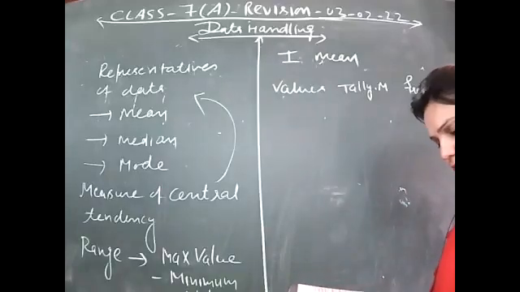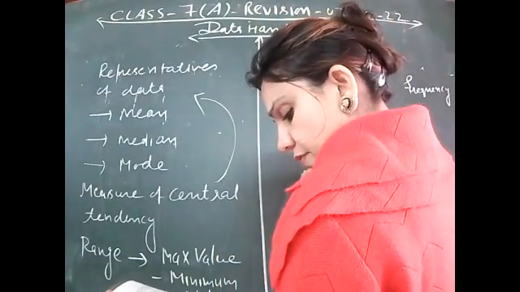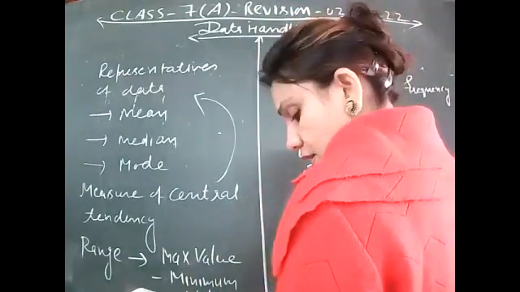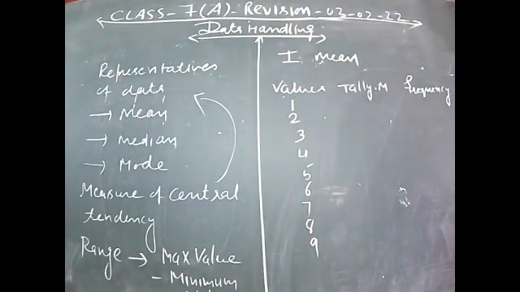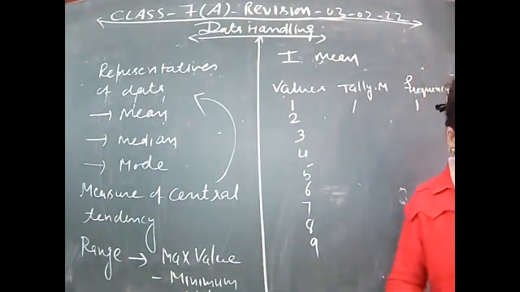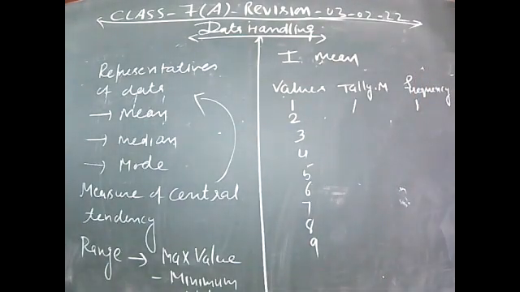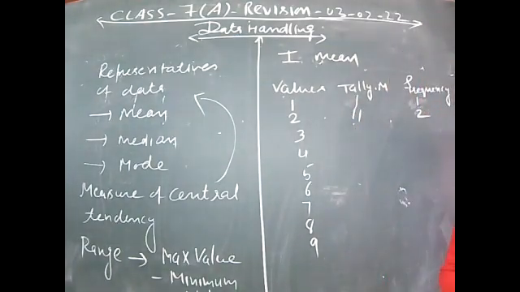Right? So the values: first value we have is 1, then 2, 3, 4, 5, 6, 7, 8, and 9. These are the values, and we need to mark the tally marks. In this data, how many times is 1 appearing? 1 is appearing only one time, so the tally mark will be 1 and the frequency is 1. How many times is 2 appearing in the data? 2 times. So there are 2 tally marks for 2 and the corresponding frequency is 2. How many times is 3 appearing in the data?